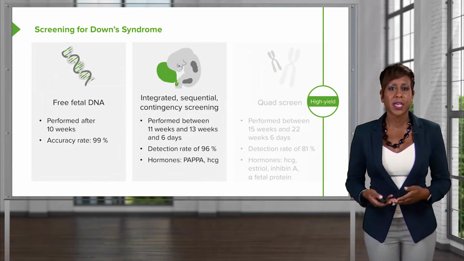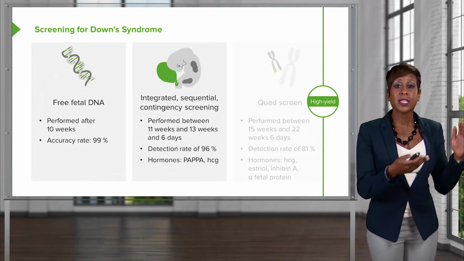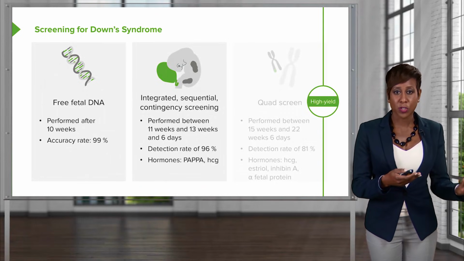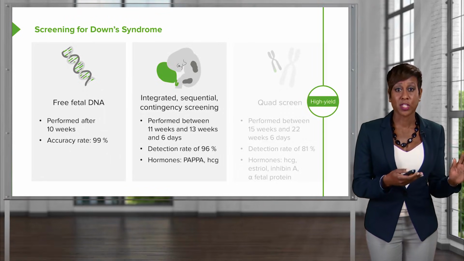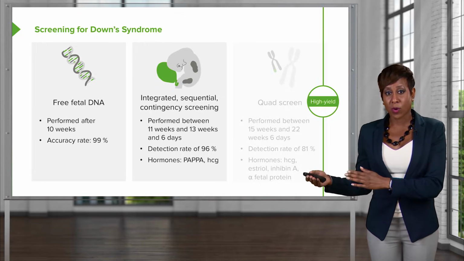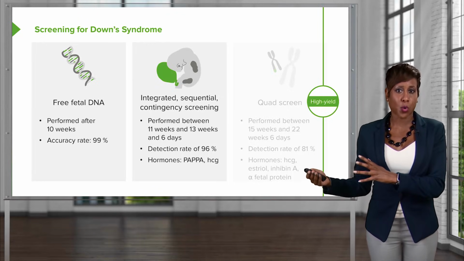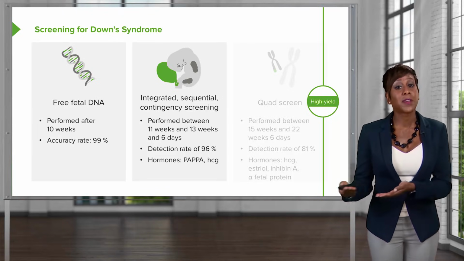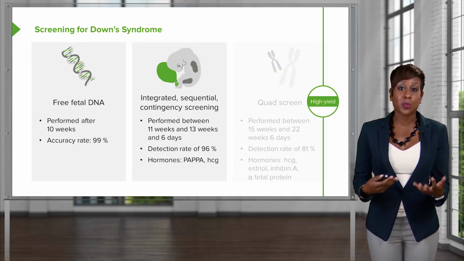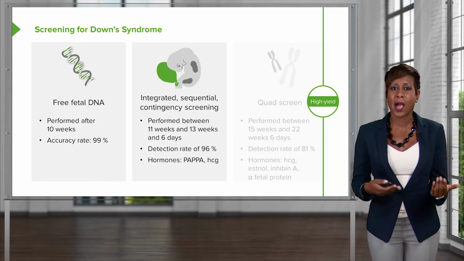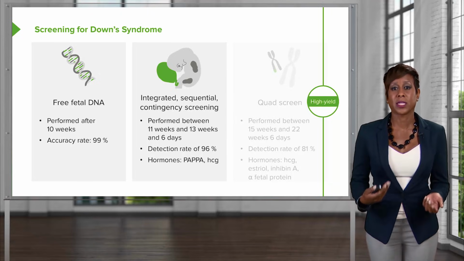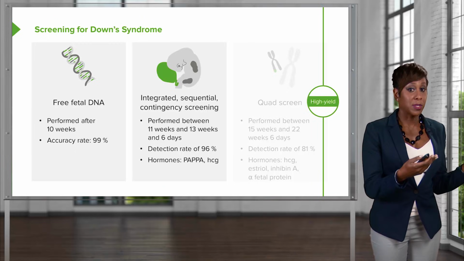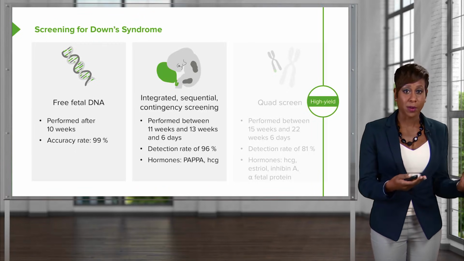Now, the difference in the tests. The integrated screening takes the results of that first trimester test, again, the nuchal translucency and those 2 hormones, PAPP-A and beta-hCG, and looks at the blood work in the second trimester, which is essentially the quad screen, and integrates them together to give a patient's risk of having a fetus with Down syndrome. Now, this is done as probability, so there is no value that's high or low or correct or incorrect.